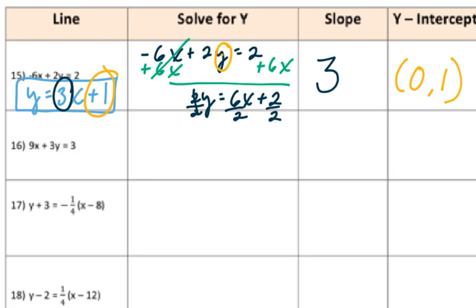16 is exactly the same as 15, same steps, different numbers. Move the x, divide the number in front. 17.